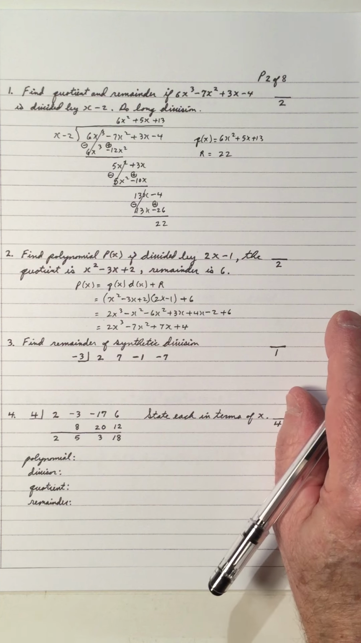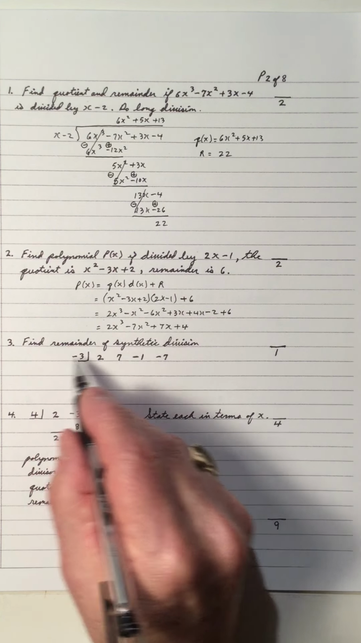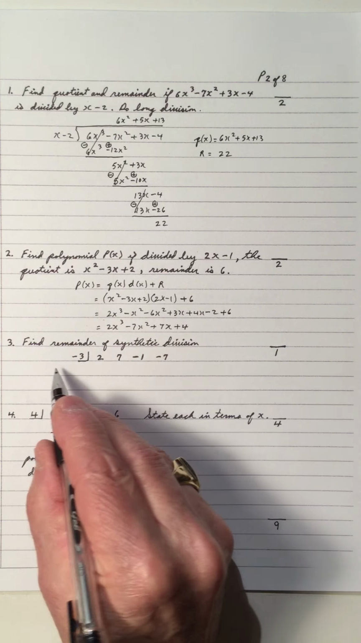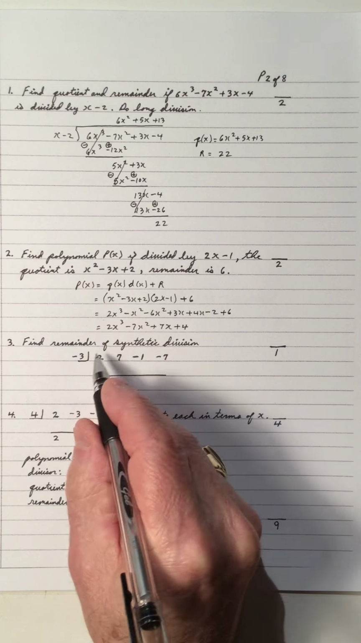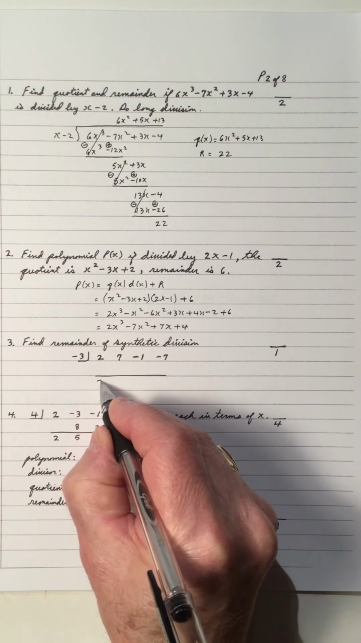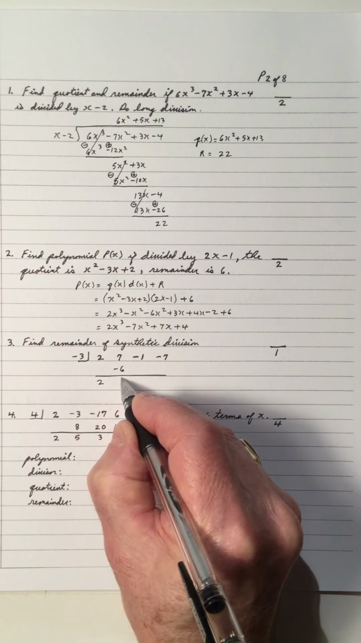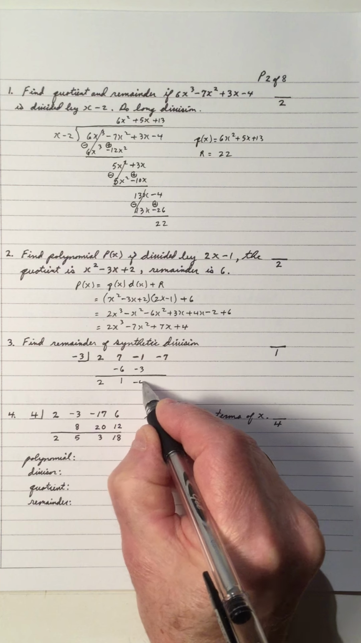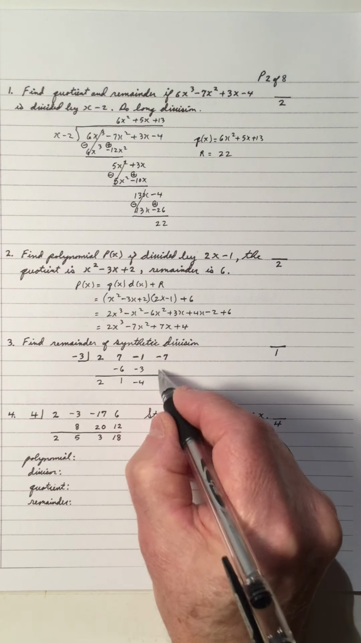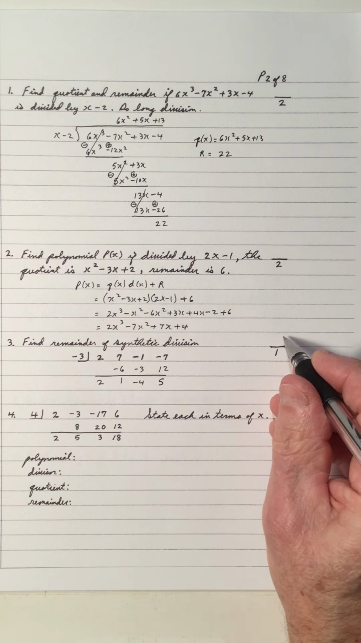Another way to do division, which we find very quick, is synthetic division. I have it written down, so we want to do the synthetic division on this. So negative 3, we bring down the 2. Negative 3 times 2 is negative 6. Add, we get a 1. Negative 3 times 1 is negative 3. Add is negative 4. Negative 3 times negative 4 is 12. Add, we get a 5. So that's the synthetic division.